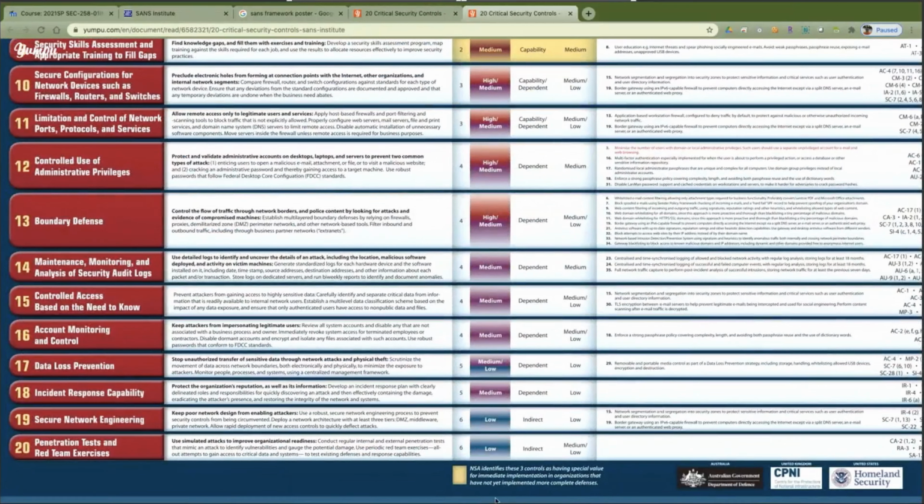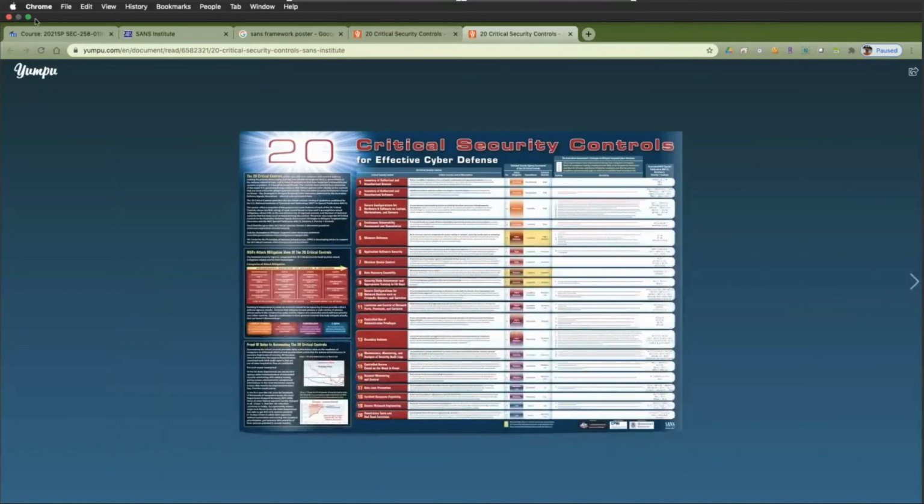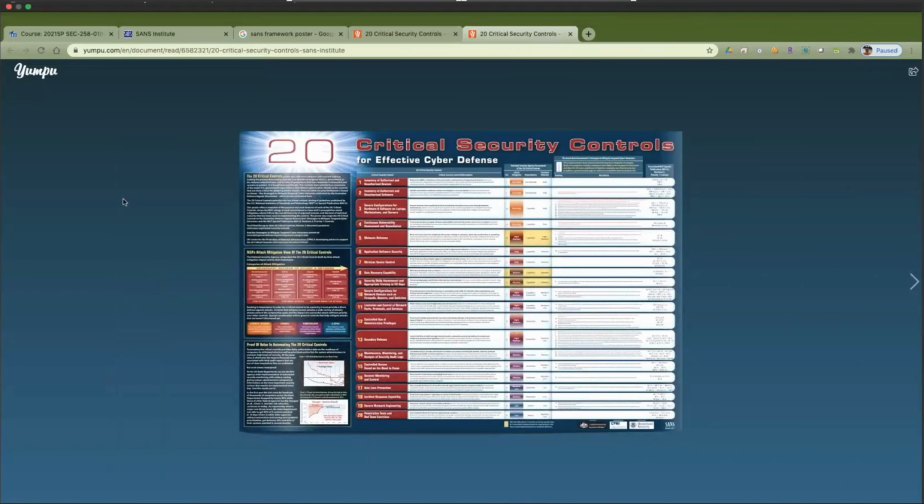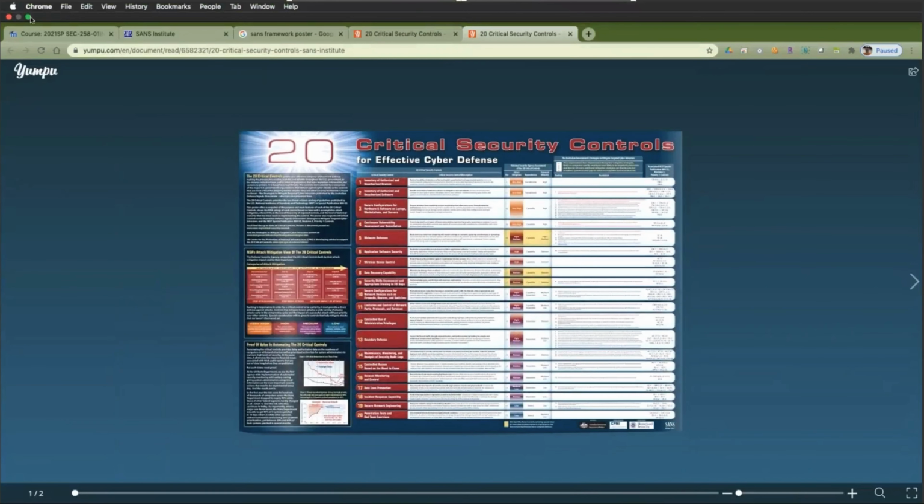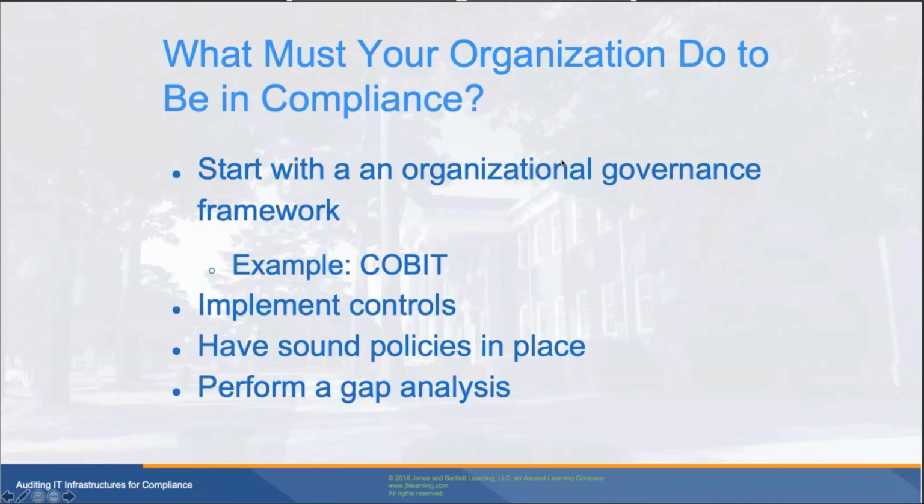So let's move back to PowerPoint. That's what it's talking about, these frameworks. So one of the examples it has is COVID. You can have the SANS Top 20, and it talks about those in the chapter. If you want to look over there and look at the different types of frameworks we can have for governing our organization. So we start with one of these frameworks, and then we implement these controls to implement the framework.